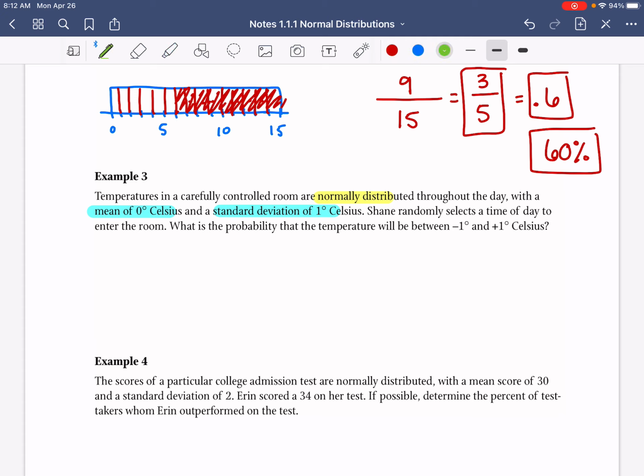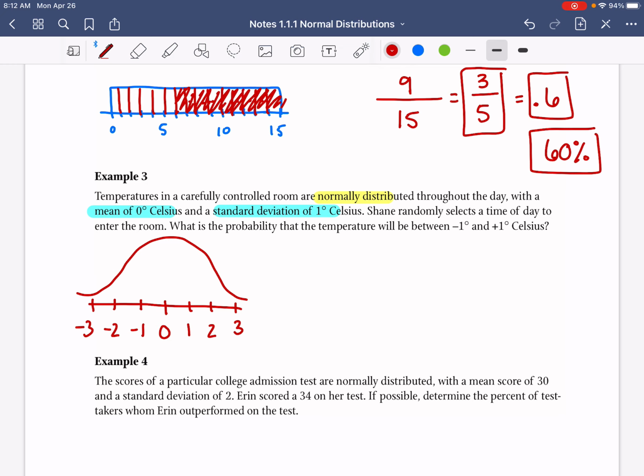So first let's start by drawing our normal curve. In the middle is our mean. Our mean is 0 degrees, so we're going to put 0 in the middle. And then we're going to add 1, 2, 3 standard deviations to the right. The standard deviation is 1, so I'm just going to add 1, add 1, add 1. Then I'm going to subtract 1, 2, 3 standard deviations to the left. So I go 0, -1, -2, -3. So between -3 and 3 degrees.